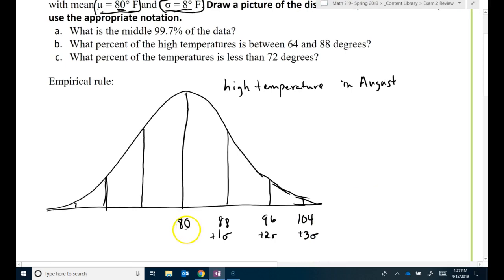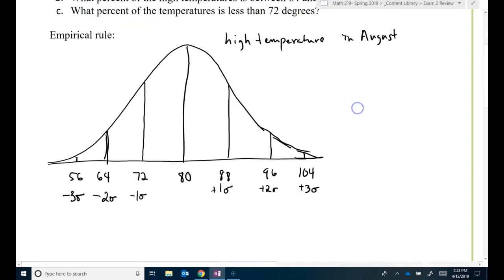So at 80 degrees, if we go minus 1 standard deviation, we're now going to go to 72. Another one, 64. Now it's like, ooh, that's a cold August day. And then we have a really cold August day, which would be 56 degrees. That's minus 3 standard deviations. Now, what this has done is broken up the distribution into standard deviations. It's become somewhat standardized, okay? And since it's normal, we can now determine some things based upon the empirical rule.